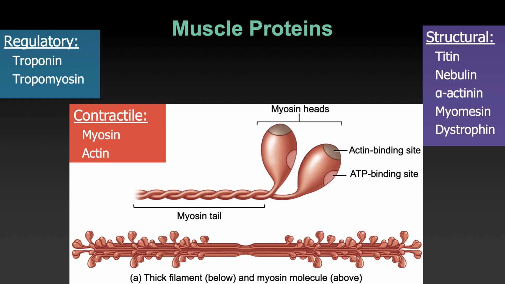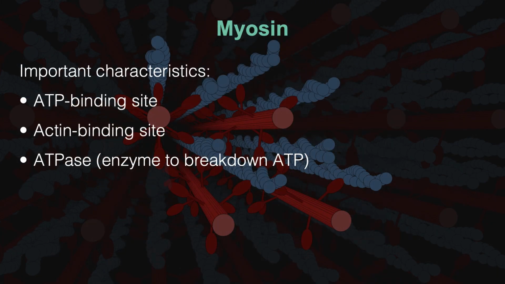There are others. We're not going to talk about them in detail. We will talk about actin and myosin in detail. And troponin and tropomyosin. Let's get going. So notice the structure of myosin. And there's a couple of really important features. Actin binding site and an ATP binding site. These are really important characteristics of myosin.